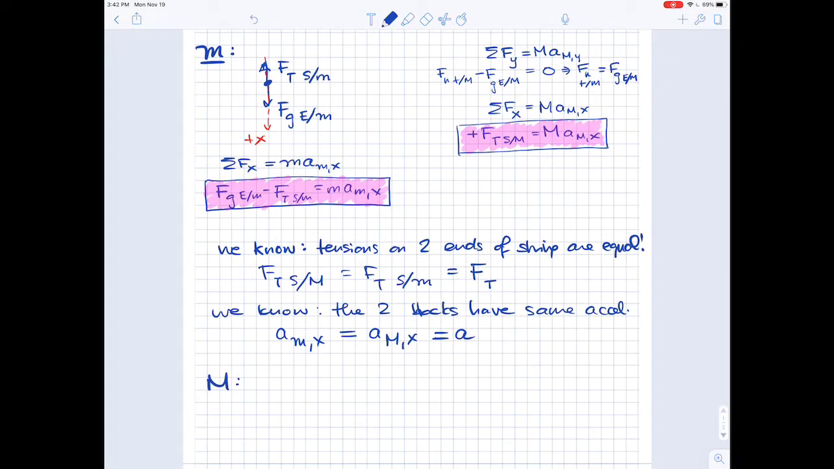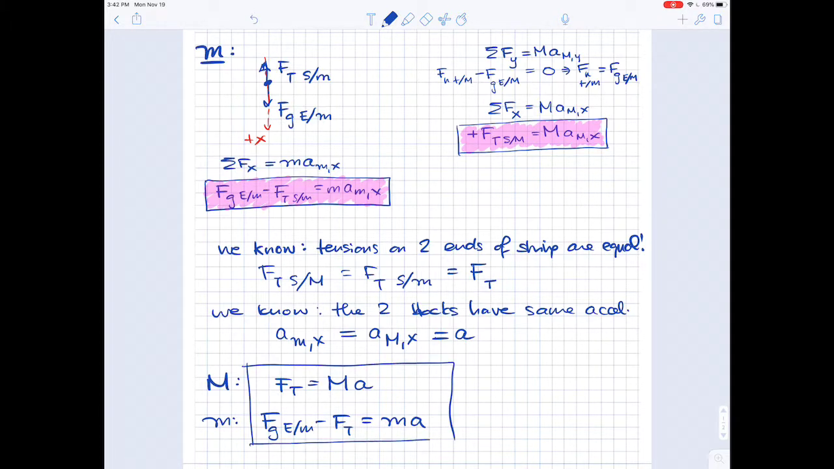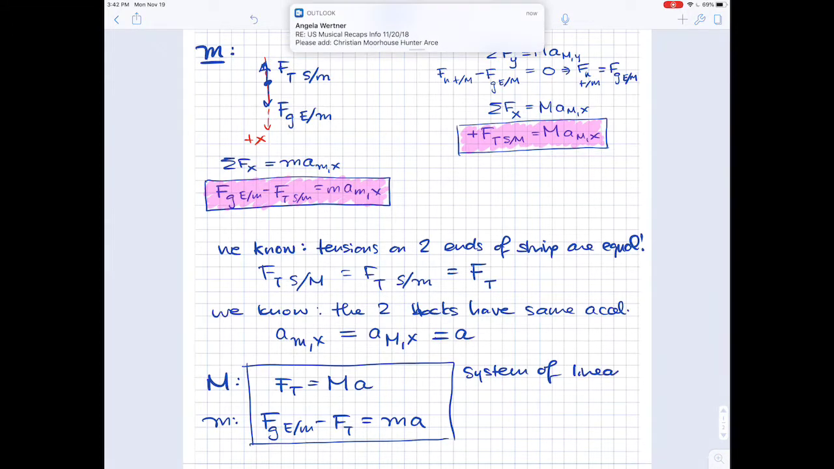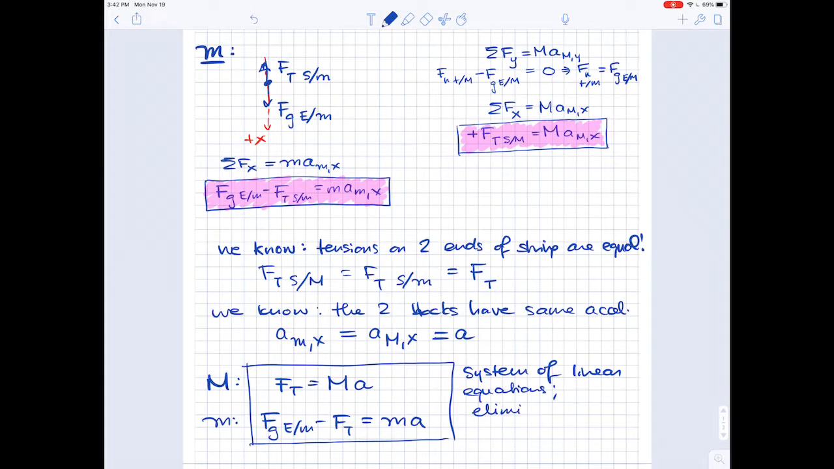So for the big block, we have the tension force equals the mass times the acceleration. For the little block, we have the weight of the little block minus the tension force equals. So we have these two equations. These are systems of linear equations. So we can solve with elimination or substitution.